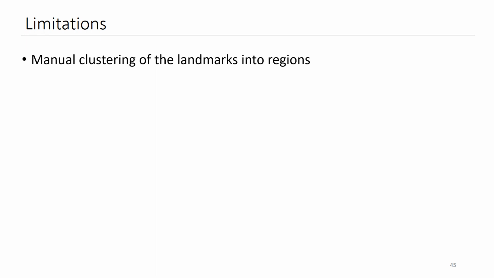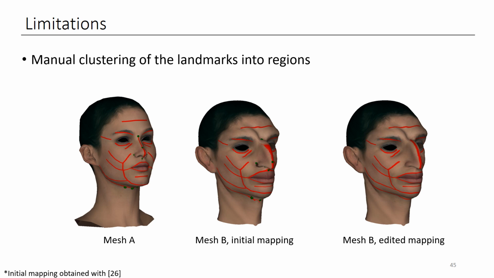This is another limitation. In our approach, we do a segmentation based on user identified local regions where the mapping needs to be updated. Here's an example where two clusters of landmarks should be selected manually to improve the mapping on the nose and neck regions separately.